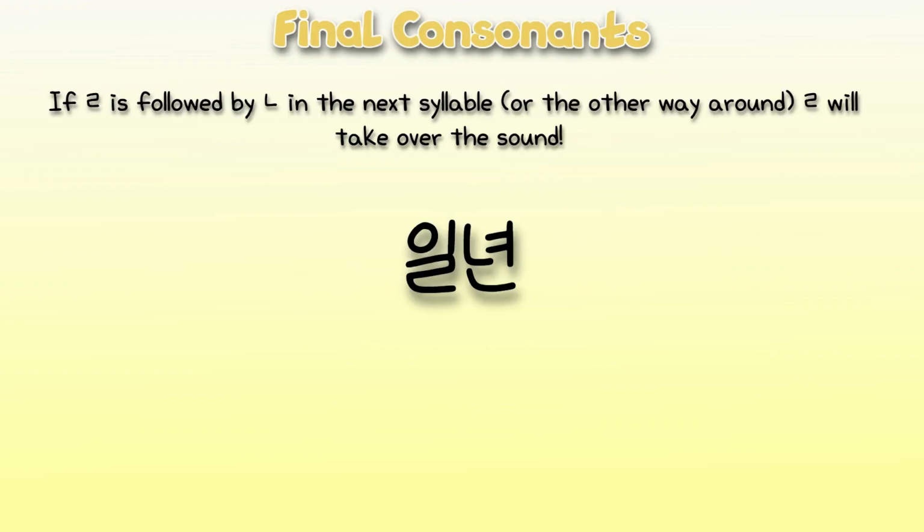Rieul part 2. If you have a word that has rieul followed by a nieun in the next syllable, or vice versa, the rieul is the only thing that will be pronounced. It almost overtakes the nieun. A good example of this word is 일년. Separated would be pronounced normally. However, due to these rules, it gets pronounced as 일련.